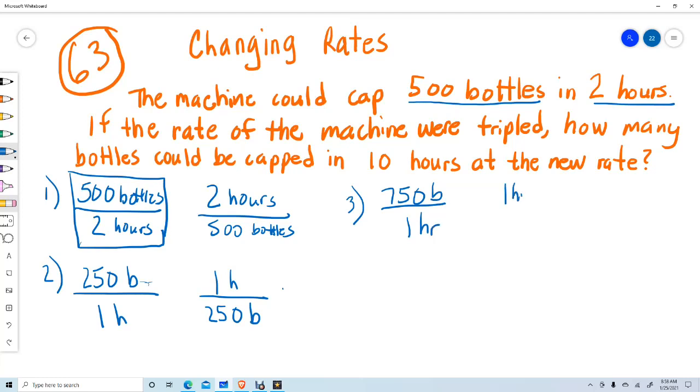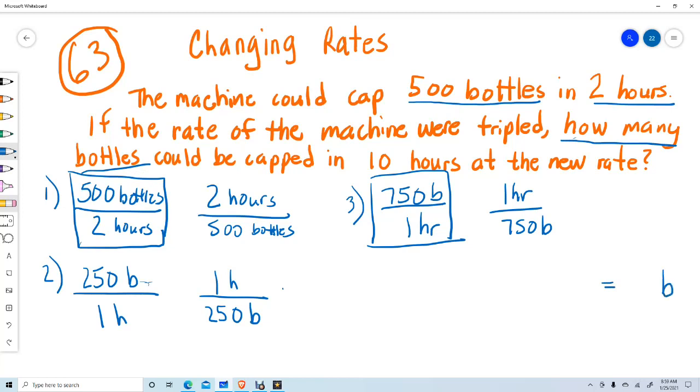Once again, we flip that and get our other possible rate. This one, of course, is speed because it has time on the bottom. Now we can solve our problem. What do they want to find out? They want to know how many bottles can be capped in 10 hours at the new rate. So we're going to have to use the rate from step 3. We want our answer to be in bottles, so we're going to use the rate with bottles on top. That's this one here.